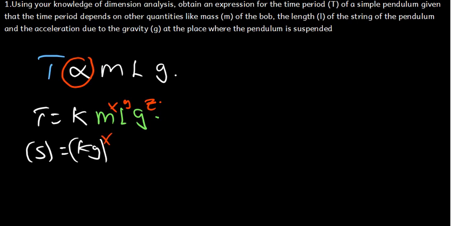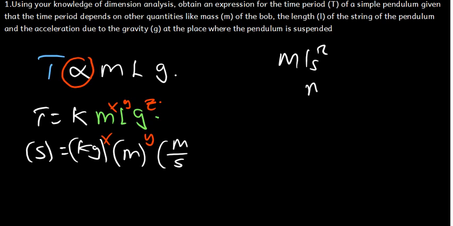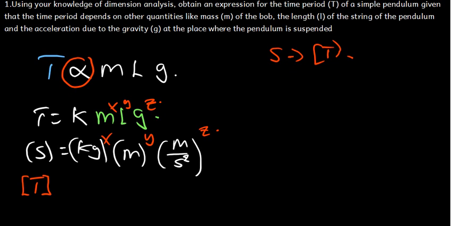Then when it comes to the length, we know that length is in meters. So I'm going to put m, meters, and then I put the power, which is y. Then g, we know that g is meters per second squared. So I'm going to say this is going to give me meters per second squared. We're going to have a squared there. Then the power there is z. But remember we said that where there is s, meaning seconds, we are supposed to replace it with t. So I'm going to replace this one with t. This is to the power 1, as we can see there.